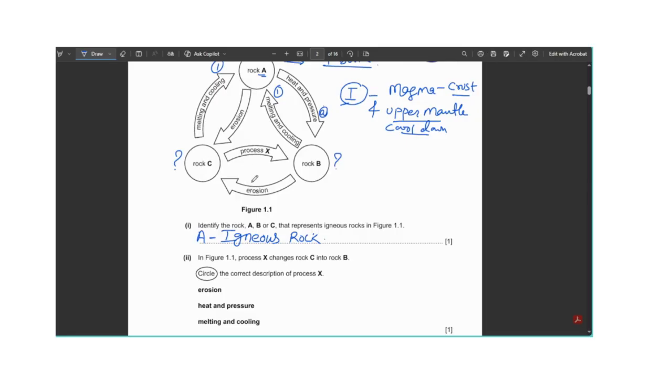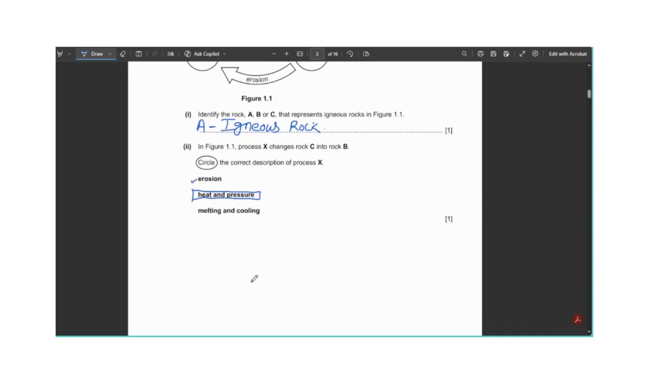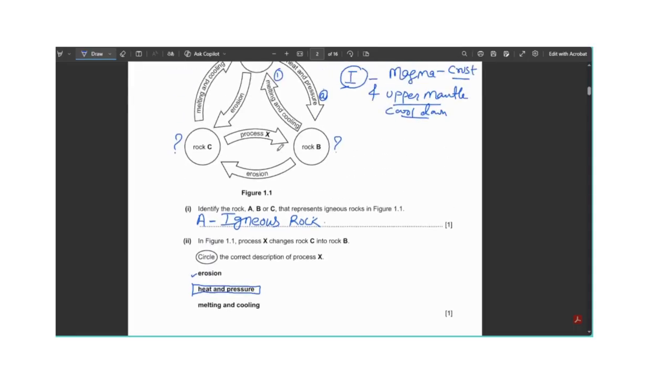C rock is going to form by the erosion here, and erosion is already there. Melting and cooling is already going to form an igneous rock. So the odd one left is heat and pressure. So please circle this one, heat and pressure. So we have two questions done here. X represents heat and pressure, and A is the igneous rock.